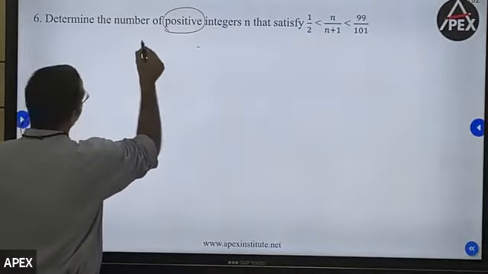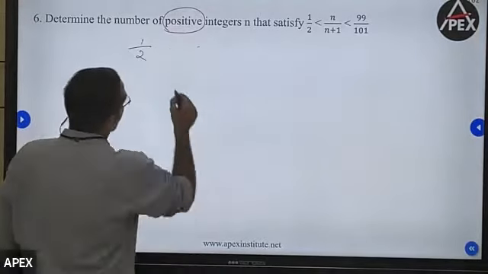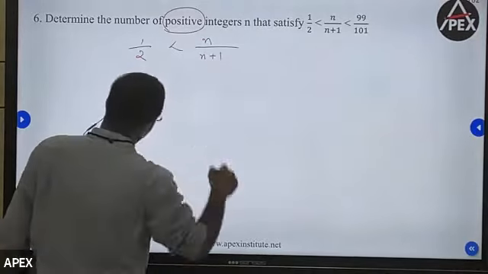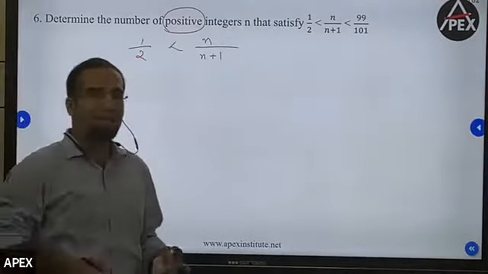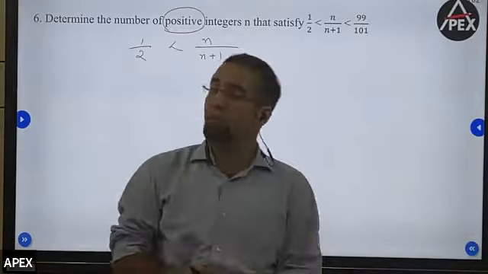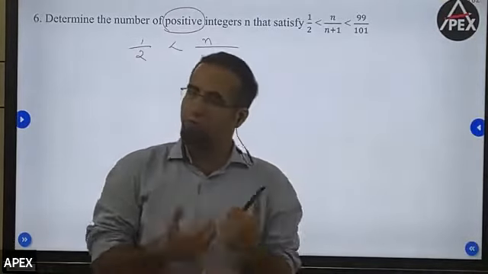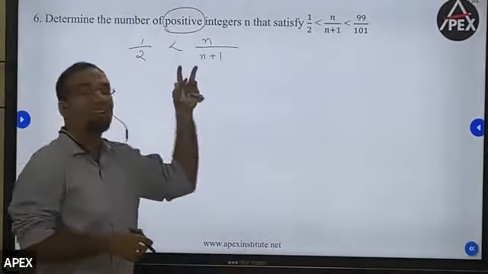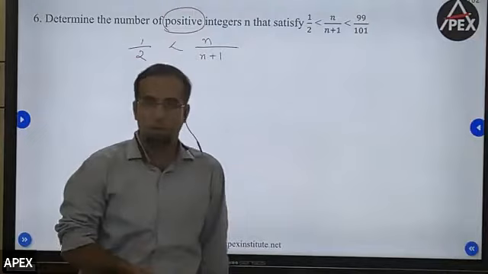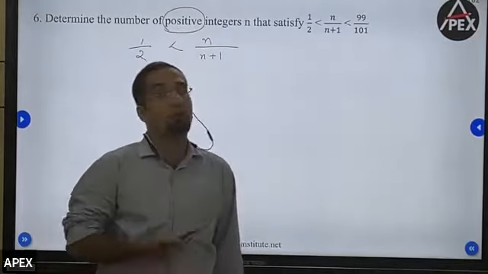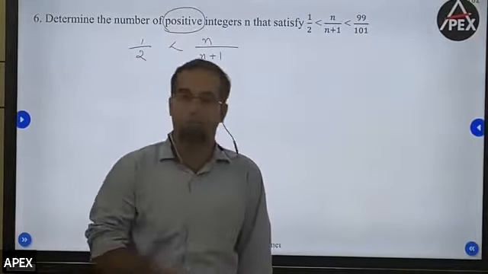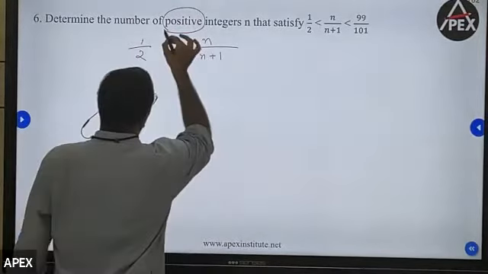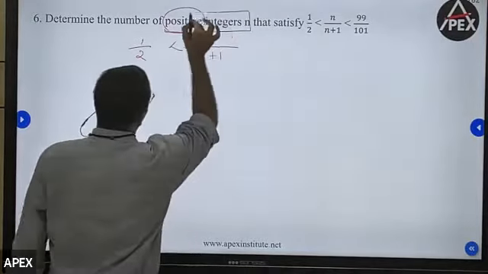So I have 1 by 2 is less than n divided by n plus 1. Now, can I cross multiply? In the previous class, we discussed that we cannot cross multiply, but why? Because the magnitude of n was not given in the previous question. If I am not sure the denominator is positive or negative, I cannot cross multiply. Clear? But here, I am clearly told that I want the positive integers that n can take.